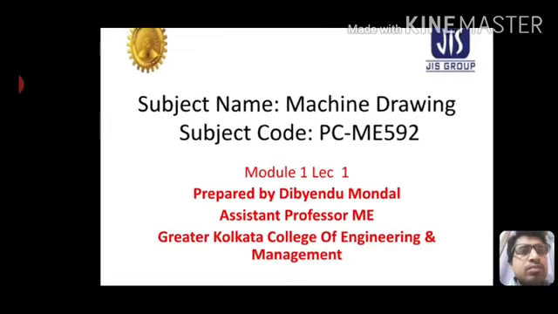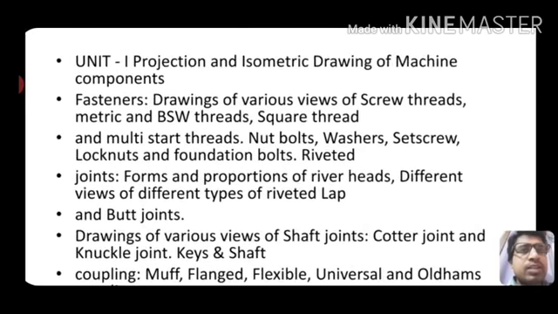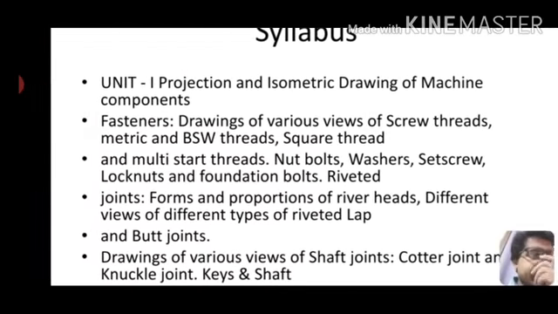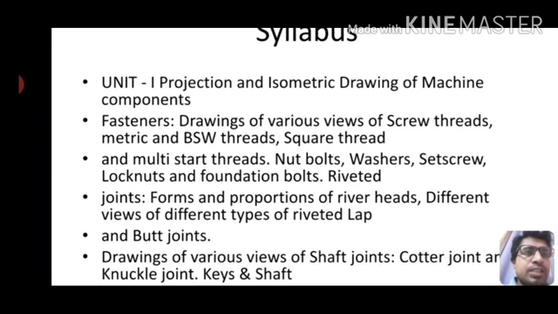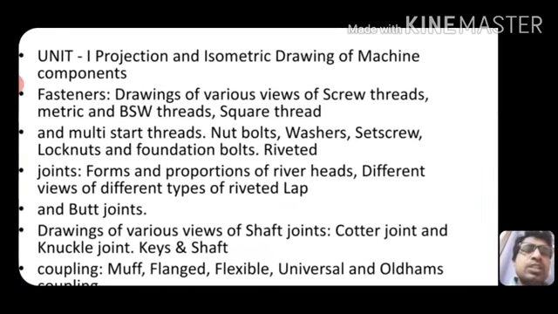First, we discuss the syllabus. In Unit 1, projection and isometric drawing of machine components. Projection: in the previous semester you have already drawn the different types of projection. And isometric drawing: in isometric drawing, three views are visible at a time: front, top and side.